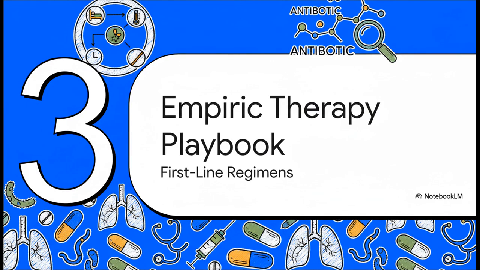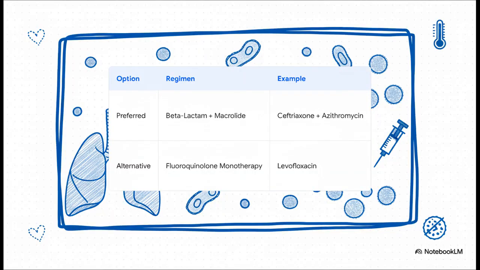Okay, let's get to the good stuff. The actual empiric therapy playbook. What are we starting them on? What do the guidelines say are our first-line regimens? Okay, so for your bread and butter CAP admission on the medical ward, no major red flags for resistance, the go-to is combination therapy. Specifically, a beta-lactam plus a macrolide. The classic combo is ceftriaxone 1 to 2 grams IV daily plus azithromycin 500 milligrams, which you can give IV or PO. Now, if you have an alternative, maybe a beta-lactam allergy, you can go with monotherapy using a respiratory fluoroquinolone like levofloxacin at 750 milligrams daily.